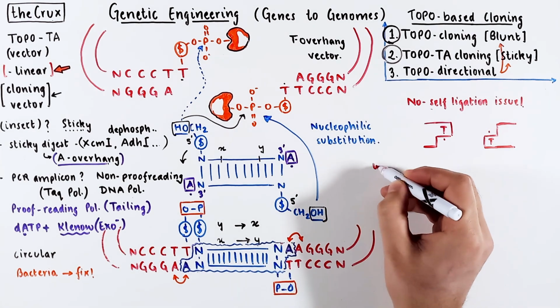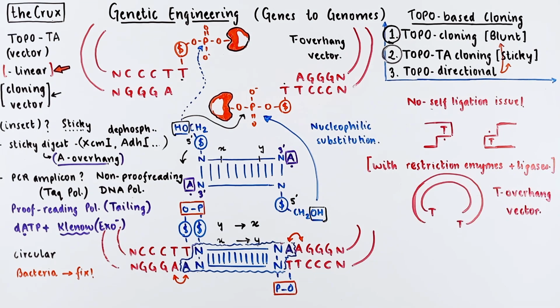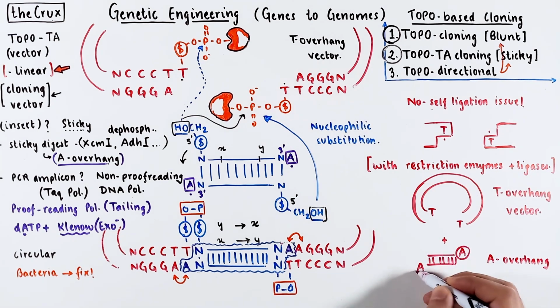Let's take a small detour. You can do this with restriction enzymes as well. Essentially, you need a T overhang vector and an A overhang insert.